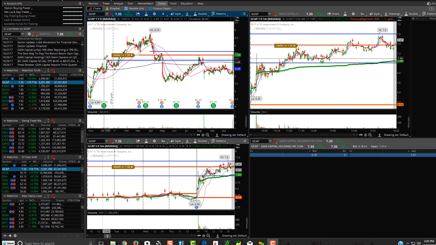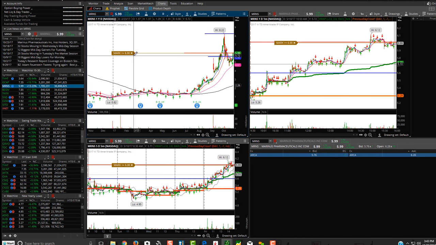Again, it's all about growing your account, not blowing up your account. And if you don't have proper risk management, you will blow up your account and be a statistic like 90% of the traders that are out there. Let's take a look at just a couple other ones. I'm just picking some random stocks right now.